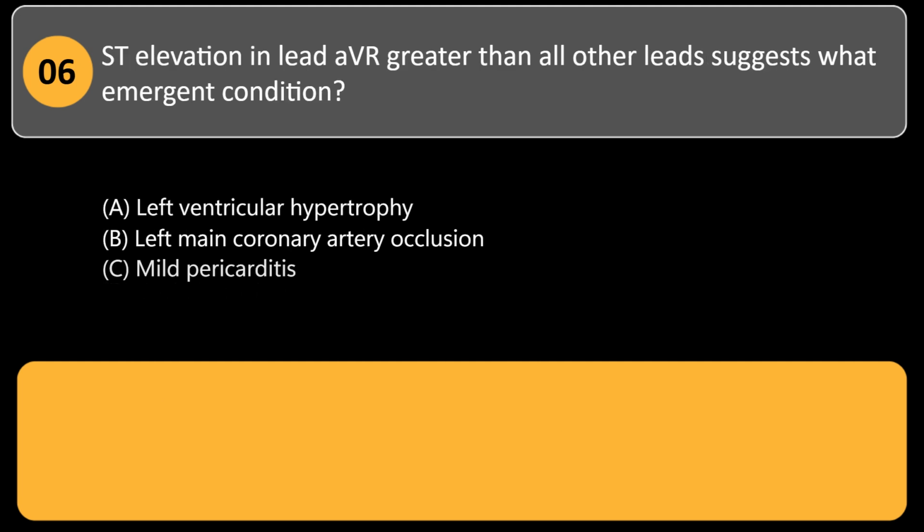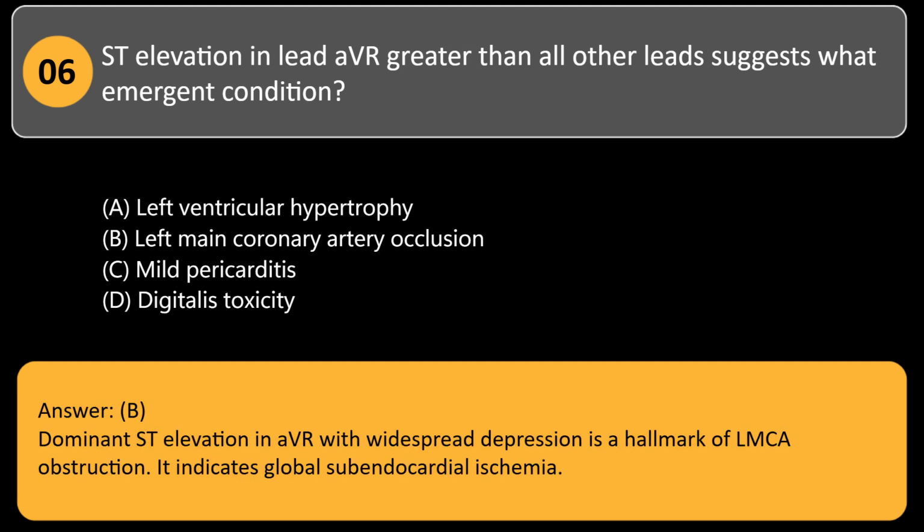ST elevation in lead AVR greater than all other leads suggests what emergent condition? A. Left ventricular hypertrophy. B. Left main coronary artery occlusion. C. Mild pericarditis. D. Digitalis toxicity. Answer B. Dominant ST elevation in AVR with widespread depression is a hallmark of LMCA obstruction. It indicates global subendocardial ischemia.